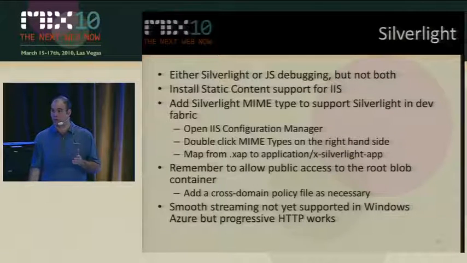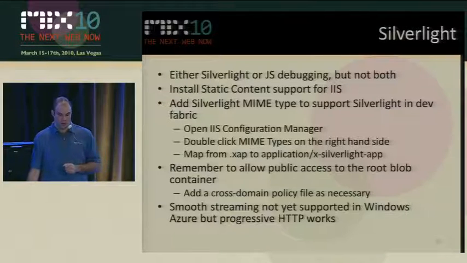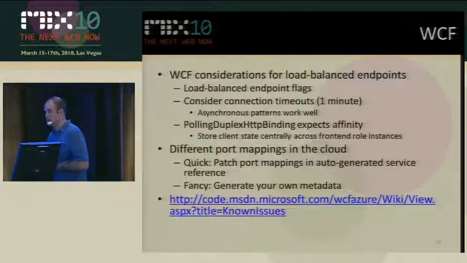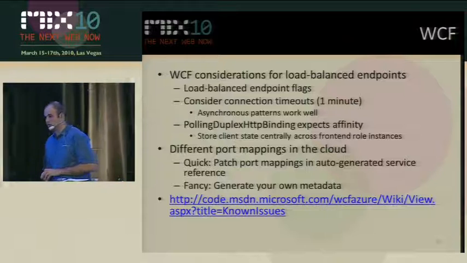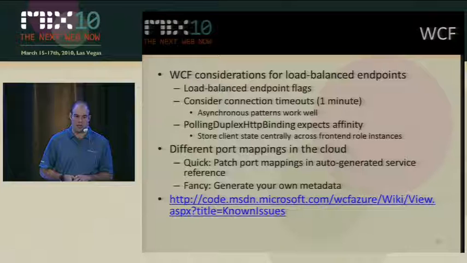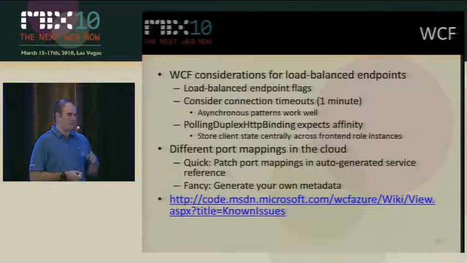Progressive HTTP does work, and you can also use the CDN, so you can serve from the edge. Finally, if you're going to write a WCF service, which many people do when they use Silverlight, there are a few things you should know. The first category of things are not specific to Windows Azure, but they do come up in Windows Azure, and they come up in any scenario where you've got a load balancer. The first thing is that there are some flags that you need to set in WCF so that it works well in the load balancer scenario.